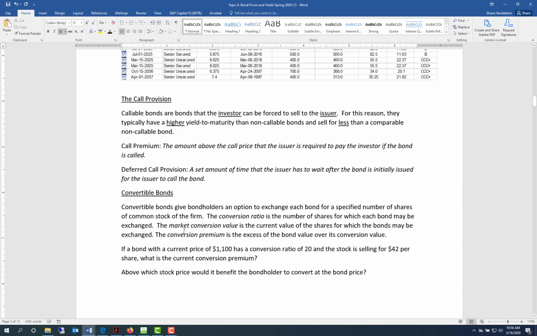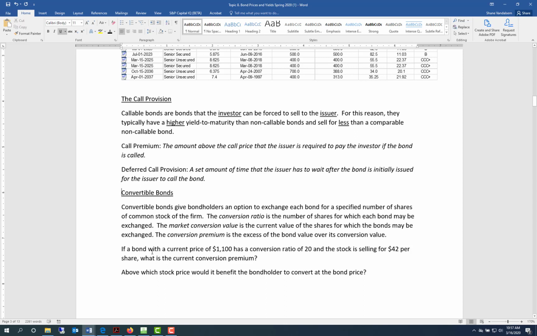The next type of bond we'll talk about are convertible bonds. So convertible bonds give bondholders an option to exchange each bond for a specified number of shares of common stock of the firm. The conversion ratio is the number of shares for which the bond may be exchanged. The market conversion value is the current value of the shares for which the bond may be exchanged. The conversion premium is the excess of the bond value over its conversion value.